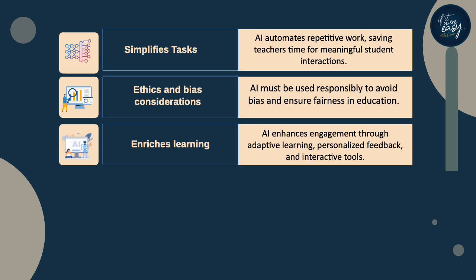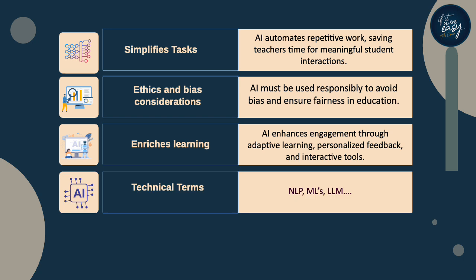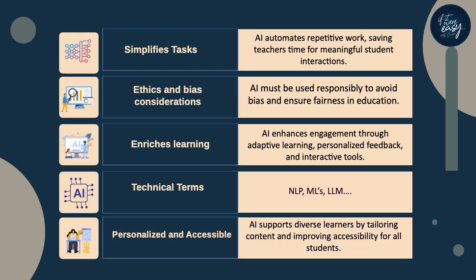It makes lessons more engaging, interactive, and adaptive to students' needs. However, we did come across a lot of technical terms that can seem quite daunting, but as we reassured you, please don't worry about this. They're not essential for you to use AI successfully in your classroom. It simply helps you understand the different types of AI that there are, but it's non-essential. And finally, as we learned, AI makes education more personalised and accessible, supporting diverse learners with tailored content through assistive tools.